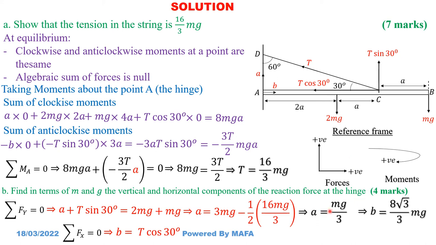Therefore our B is equal to 8 root 3 on 3 mg. Remember, our T is 16 on 3 mg, and the cosine of 30 is root 3 on 3. So simplifying, we have this. So with that said, we have found the vertical and the horizontal components of the reaction force at the hinge, and the equation was allocated 4 marks.